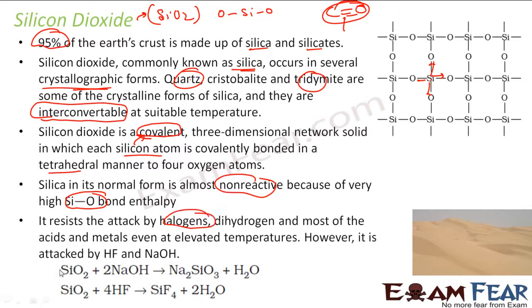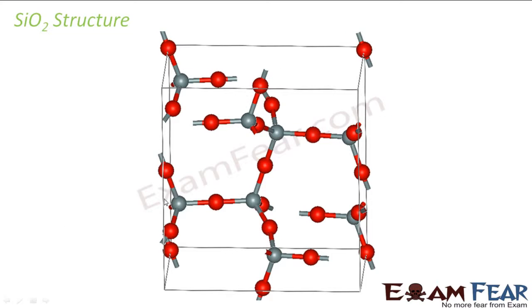It resists attack by hydrogen and halogens. But even at higher temperature, HF and NaOH react with it. It reacts only with these two. Other halogens, acids and bases, it doesn't react with, but HF and NaOH it does, at high temperature. Sand reacts with sodium hydroxide to give Na2SiO3, and sand reacts with HF to give SiF4. SiO2 is a cage-like structure. This is a three-dimensional view of SiO2. This is one silicon combined with two oxygens, and this is another silicon combined with two. That's why it forms this kind of three-dimensional structure.